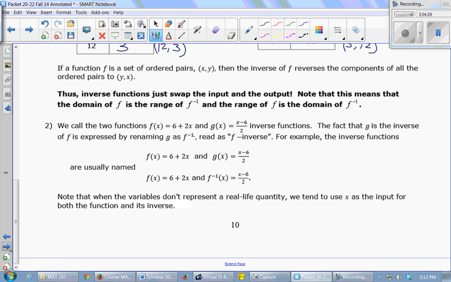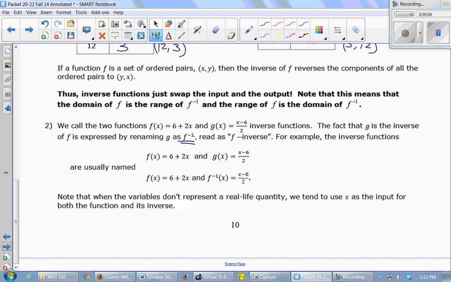Okay, so we call these two functions, 6 plus 2x and (x minus 6) over 2, we call them inverse functions. The fact that g is the inverse of f is expressed by renaming g as f to the negative 1, but that does not mean f to the negative 1. This is repurposing an old notation to mean something new. Okay, so it does not mean f to the negative 1, does not mean 1 over f. You just read that as f inverse, the inverse of f.